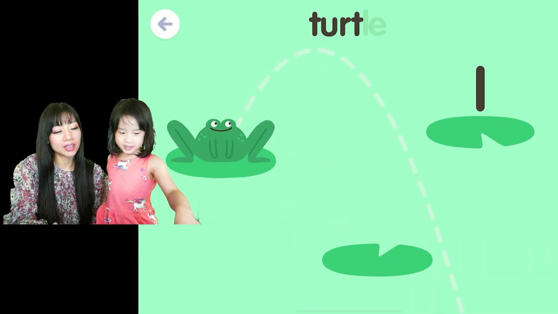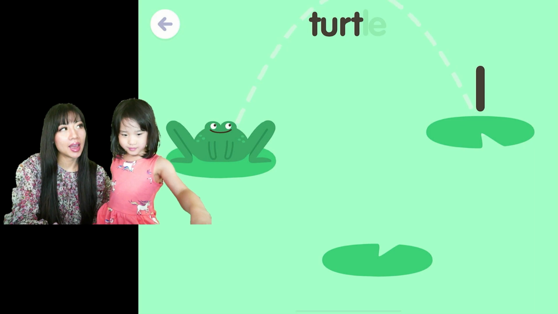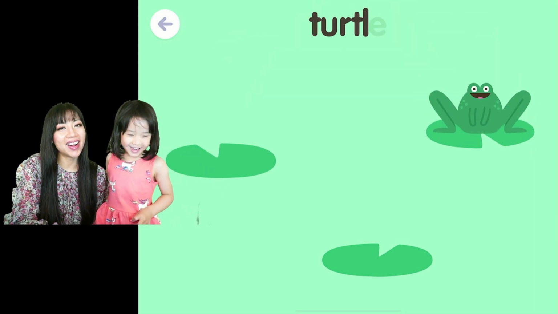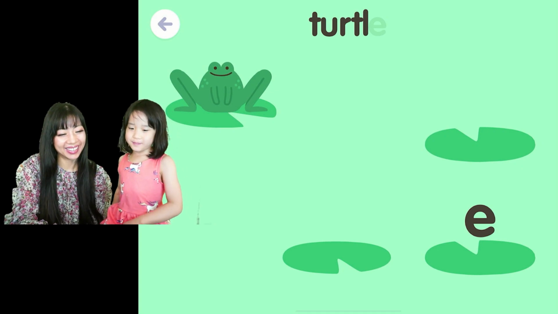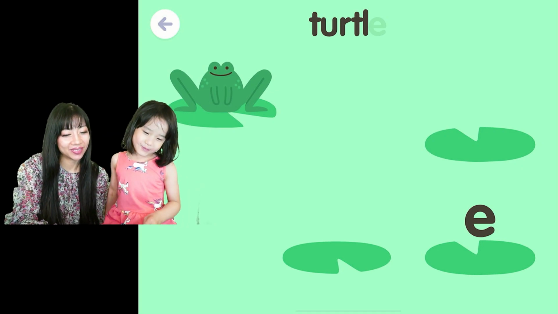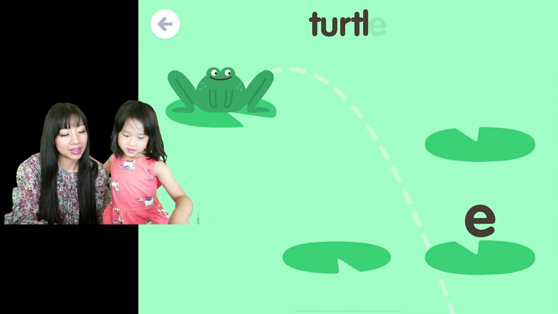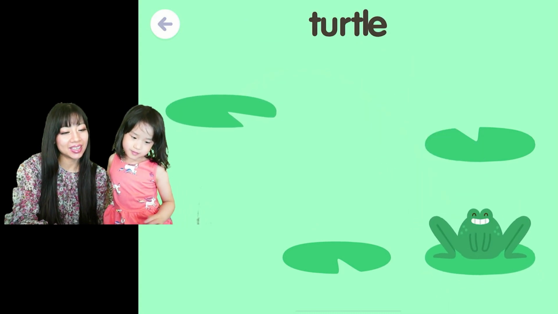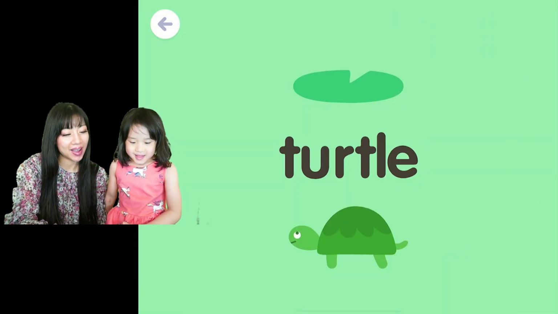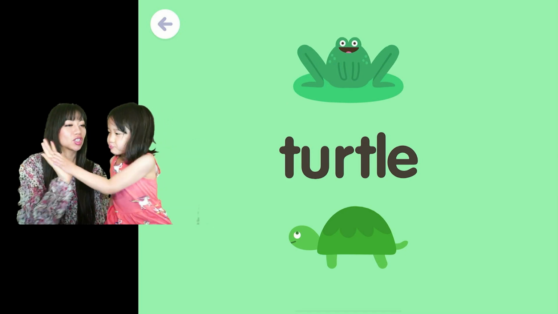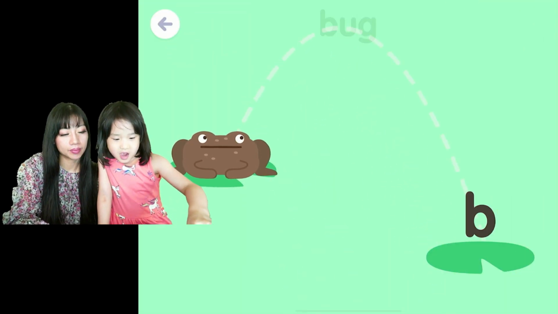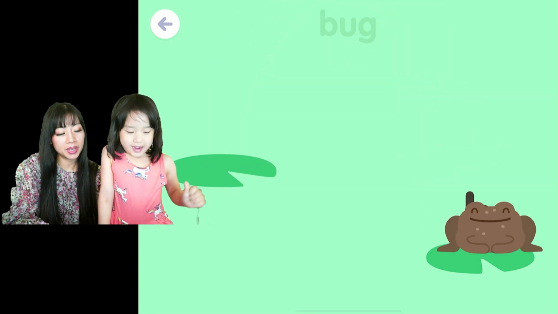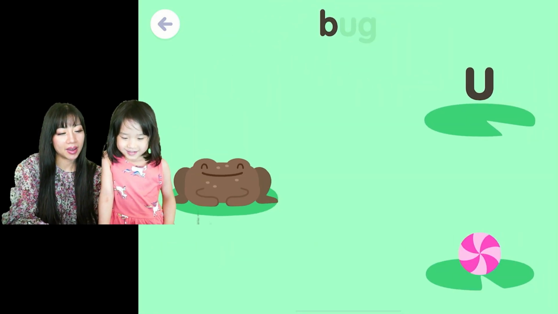Yes. One. The next letter is. Ow! That's so high. It went boink. Yeah. Out of the stream. Okay. The next letter is E. Yeah. Turtle. Good job. Now B. B. Yeah.